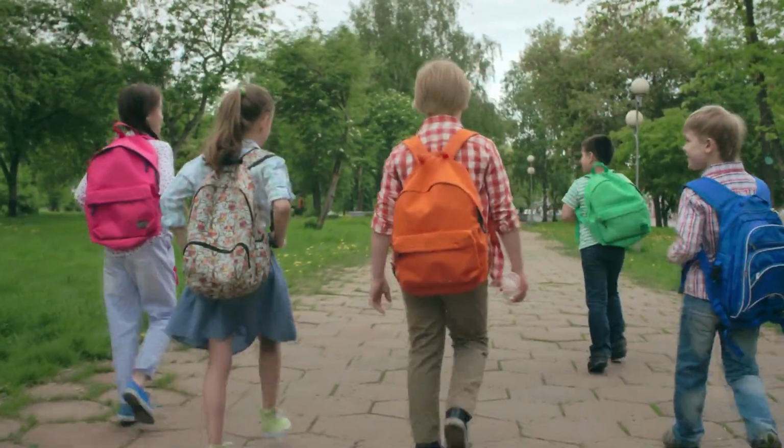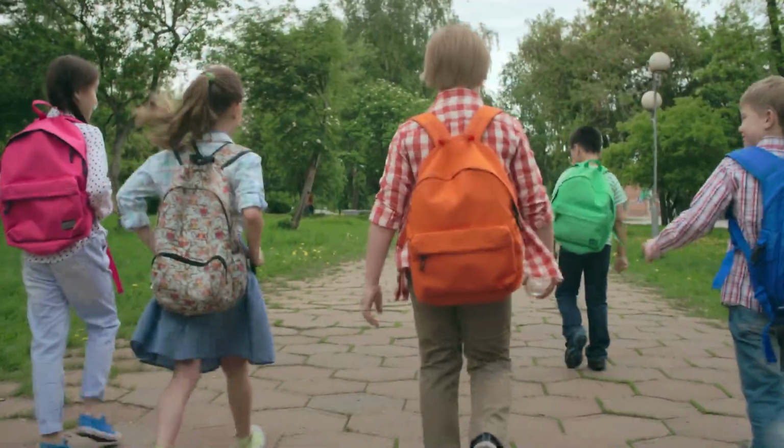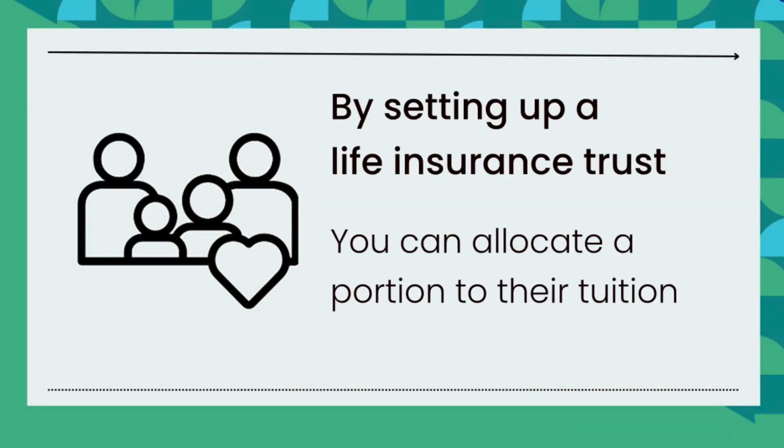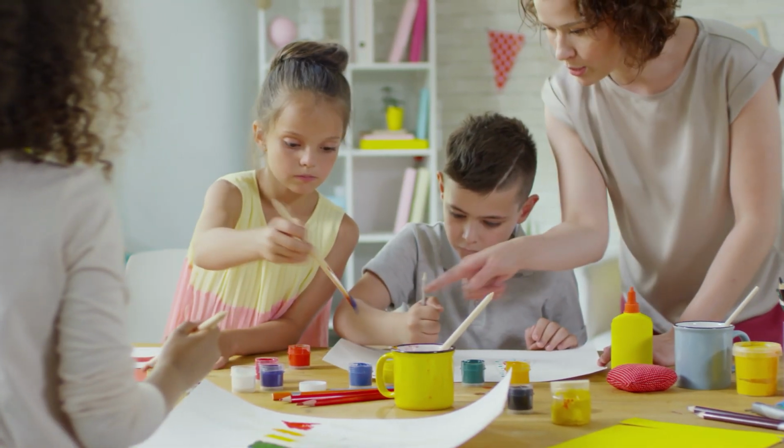Let's take a real life example. Imagine you have young children and your top priority is securing their education, no matter what happens to you. By setting up a life insurance trust, you can allocate a portion of the life insurance proceeds specifically for their tuition. This way, you gain peace of mind knowing their future is secure and their educational needs will be met.